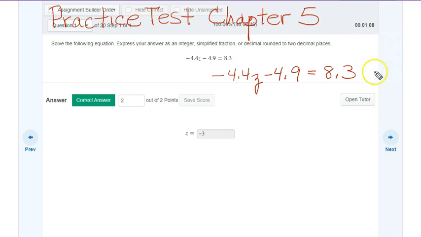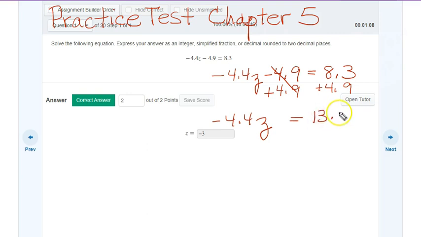The strategy would be to get rid of this number on this side of the equation by adding its opposite. So if we add it to this side, we must add it to this side. So now we have a negative 4.4z. This just cancels out. And here we have 13.2.